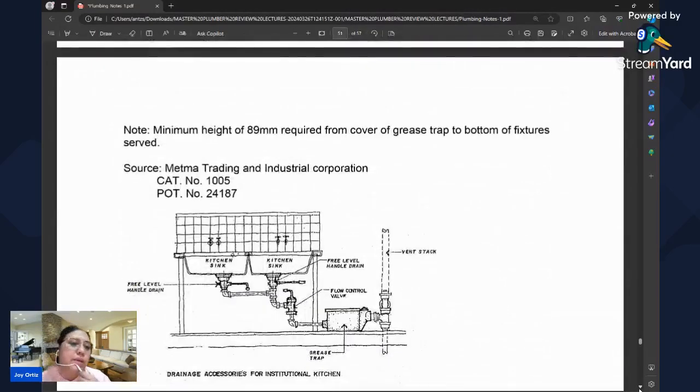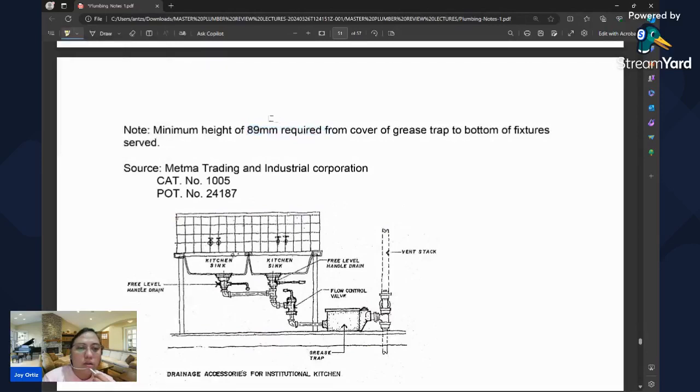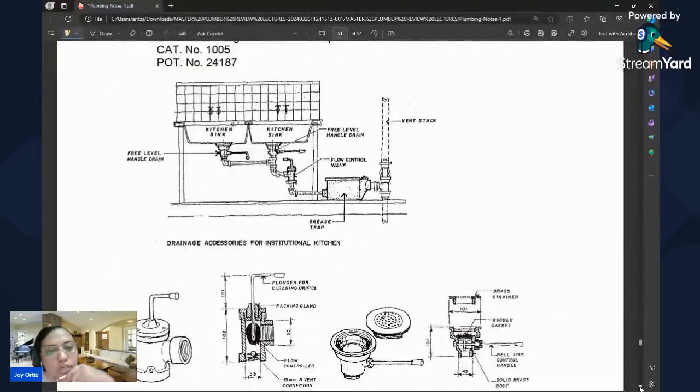Note the minimum height of 89 millimeter required from cover of grease trap to bottom fixture served. Okay, that's the minimum height. So this is a sample of drainage accessories for institutional kitchen.